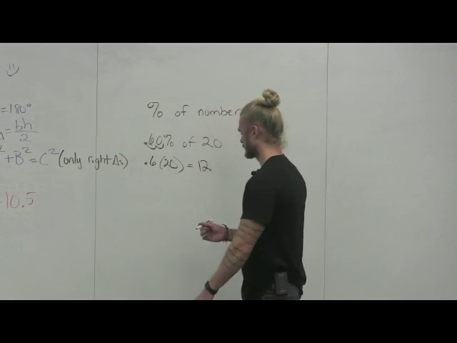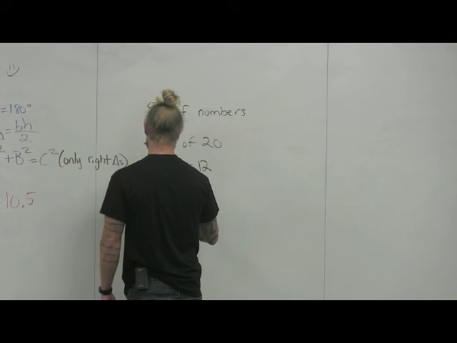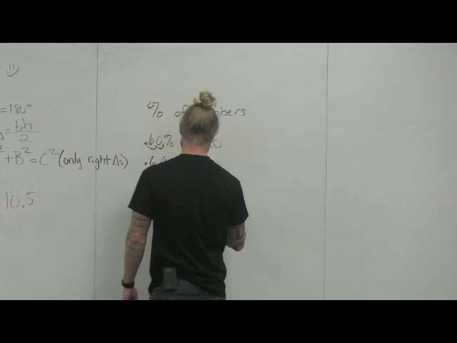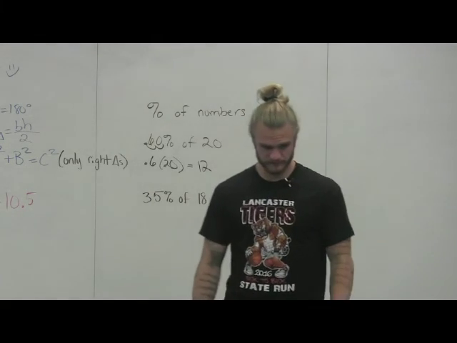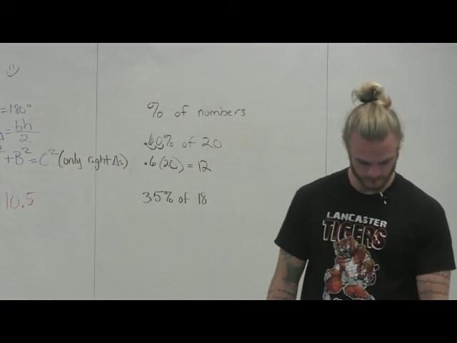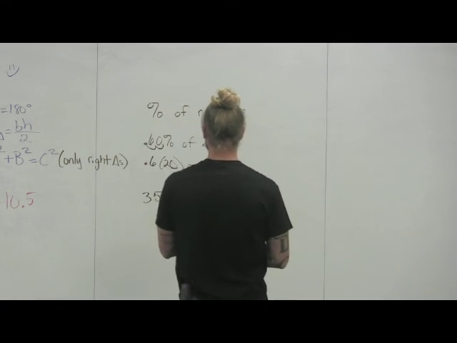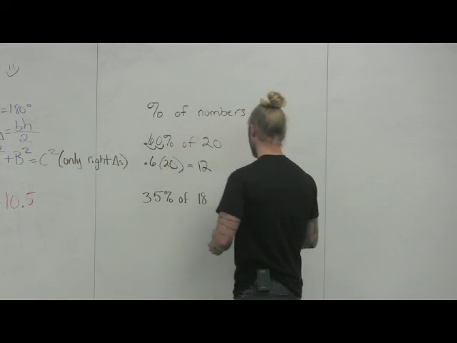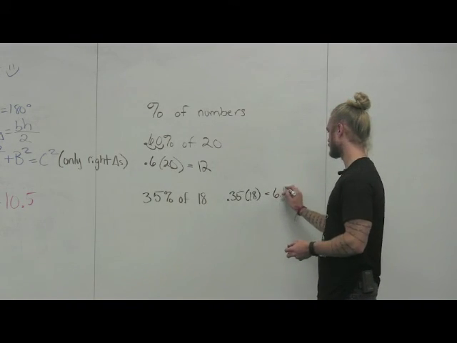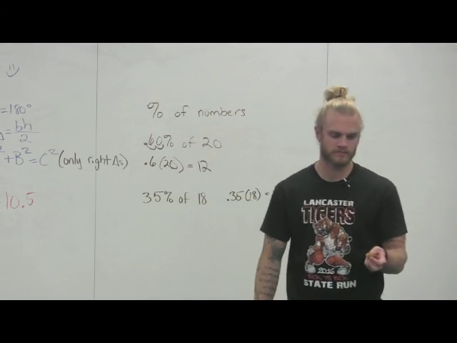Okay? Go ahead and try this one. We're going to say 35% of 18. Go ahead. How did you find that, Delmetria? 0.35 times 18. There's 4 problems on the test. Just finding percentages.